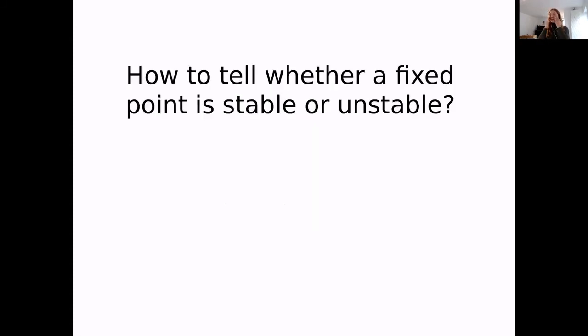So what we want to know is how to tell whether a fixed point is stable or unstable, because this is really a nice thing to know about our system. Can I predict what it does in the future? Maybe converging to a stable point, or maybe just diverging and doing something else, whatever it does.